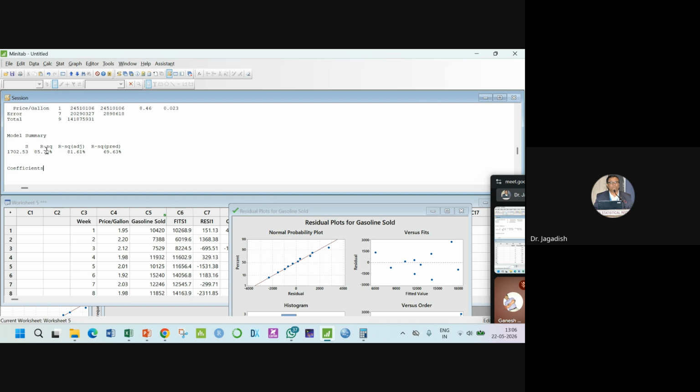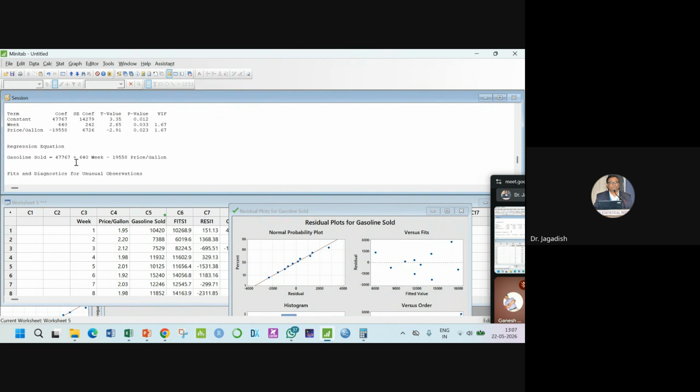Always, adjusted R square is less than the R square value. But the prediction R square is only 70%. Sometimes it may vary, and it is also possible that R square is high and adjusted R square is high, but predicted R square is low. That means you should not use that equation for prediction purposes. But if your R square value, adjusted R square value, and predicted R square are also reasonably good, then I can use that equation for prediction.